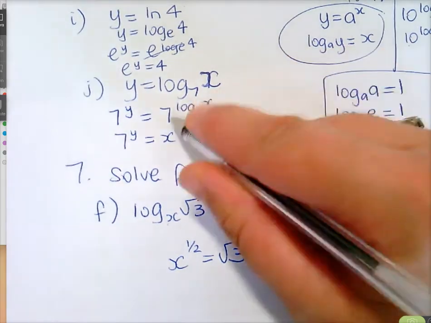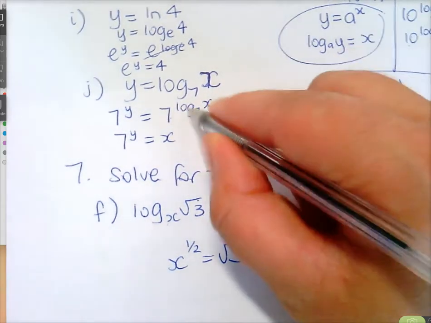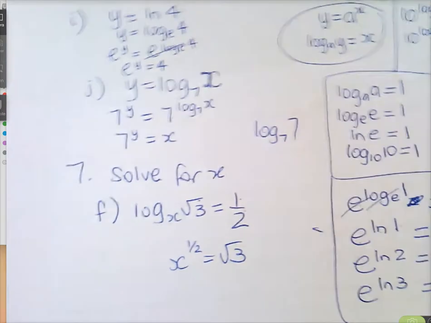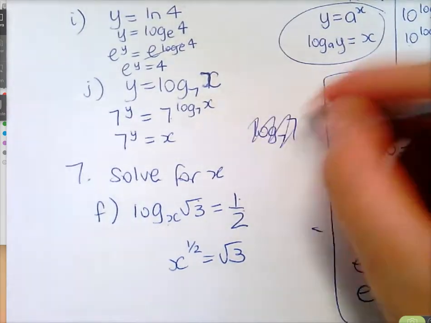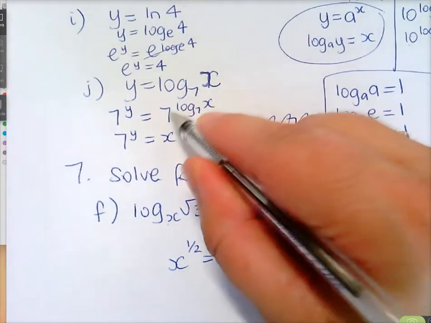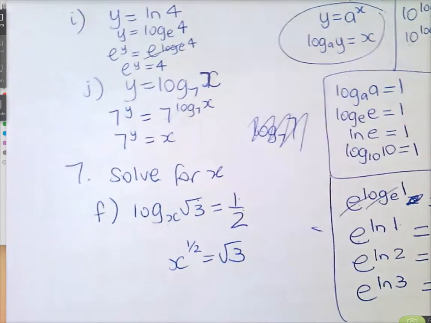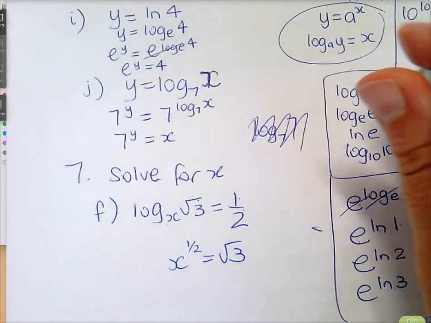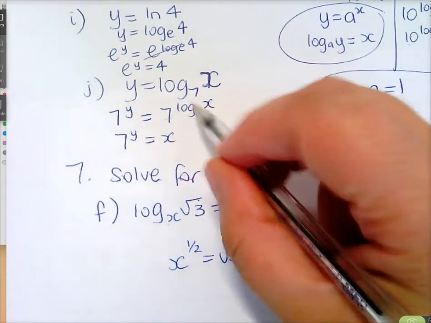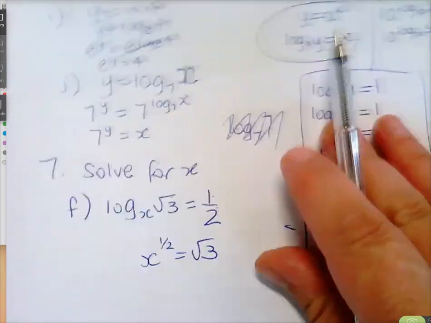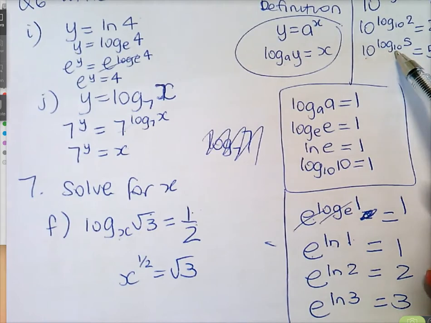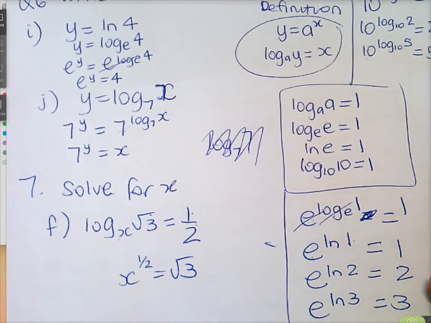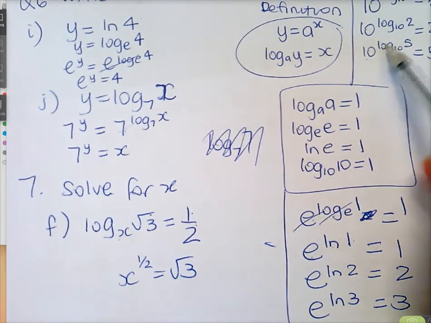7 to the power of log 7 will be the same as log to the base 7 of 7. Well, no, 7 log 7 cancels, you get x. Whatever x. You know how we were doing 10 to the log 10 of 5 and we got 5 when you did it? Obviously the 10 log 10 cancels.